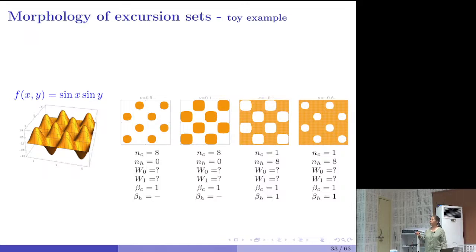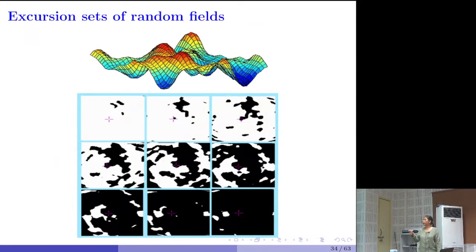So the goal is to apply this to random fields. Here is an example of a 2-dimensional random field, and here is a set of images similar to the previous one. Here I am starting with a level which is high, so just a few peaks are seen. Black regions are the excursion set regions, white are excluded. Please ignore the plus sign. So as you come down, there is a systematic change, and finally it comes like this.